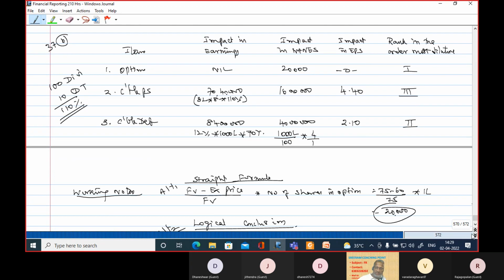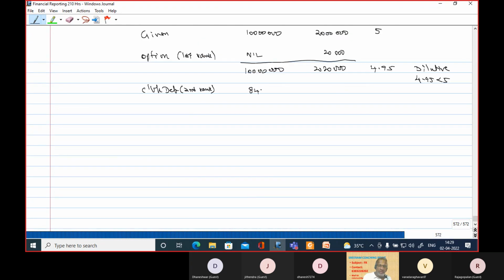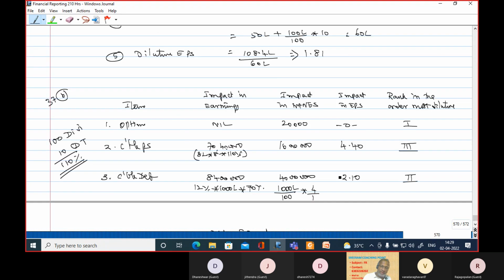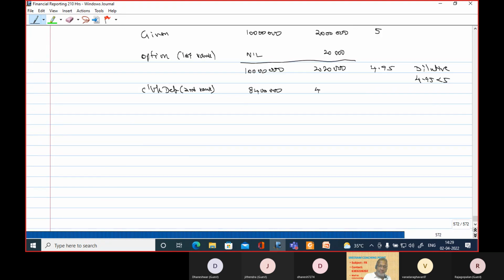What sort of changes is this likely to cause? 84 lakhs. What sort of changes do you find there? 40 lakhs change. Correct? A crore and 84 lakhs divided by 60 lakhs 20,000. That should give you 3.06. Dilutive only. 3.06 is less than 4.95. Don't compare it with 5.